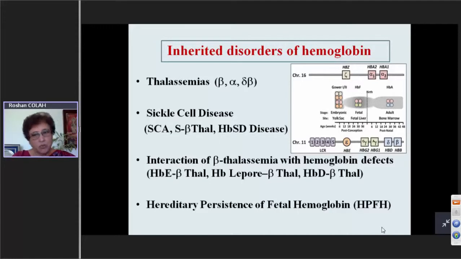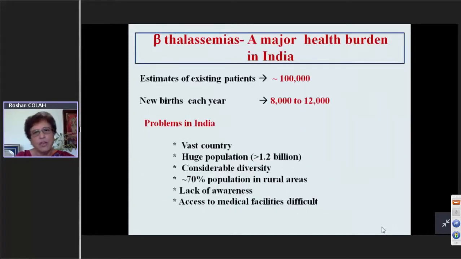Beta thalassemia can also interact with hemoglobin E to give you E beta thalassemia, with hemoglobin Lepore, and with hemoglobin D. And we have the last group, which is known as the hereditary persistence of fetal hemoglobin, where we have continued production of fetal hemoglobin in adult life.